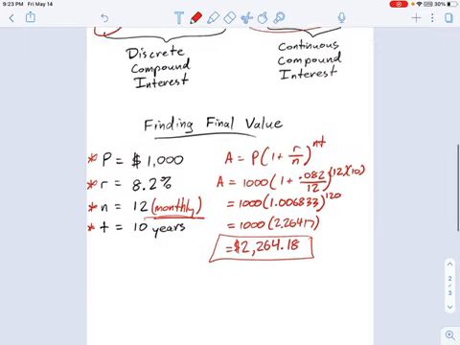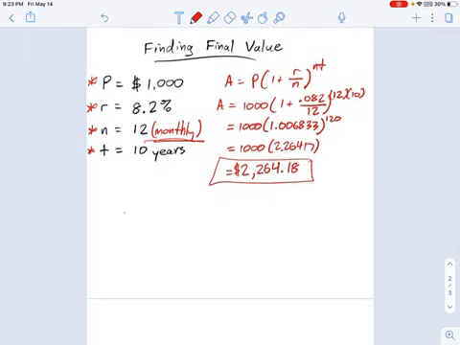Same numbers. I'm going to say A equals Pe^(rt). Sometimes this is called the PERT equation. And what that is: 1,000 times the variable e. And if you remember, e is in your calculator, it's 2.71828 something. It's a very special number in calculus. But your calculator knows it. You don't need to remember it.